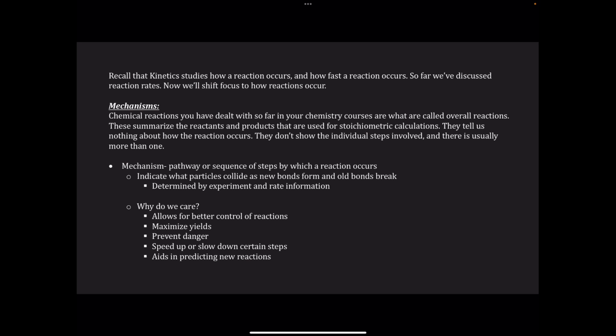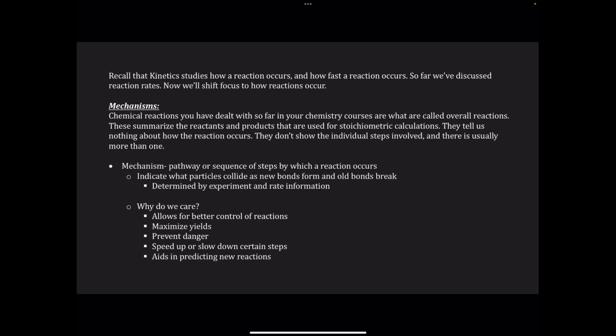So a mechanism is going to be a pathway or sequence of steps by which a reaction occurs. These mechanisms indicate what particles collide as new bonds form and old bonds break. Mechanisms are determined by experiment and rate information.